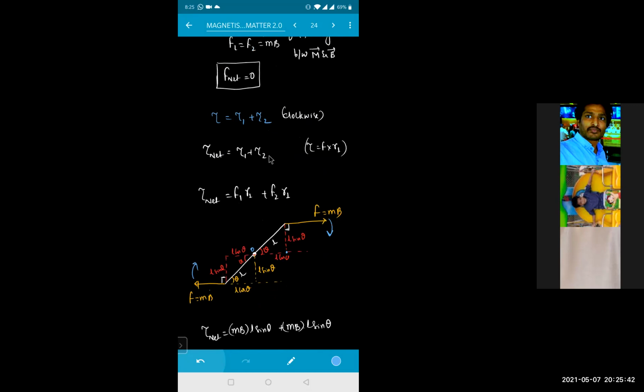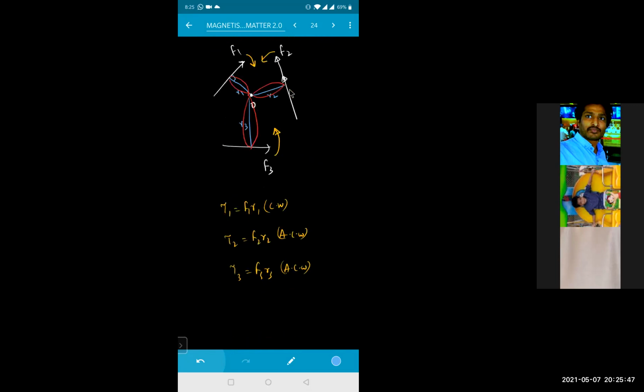For that we are writing tau net is equal to tau 1 plus tau 2. One clockwise, one anti-clockwise, then what do we write? We write positive, negative.